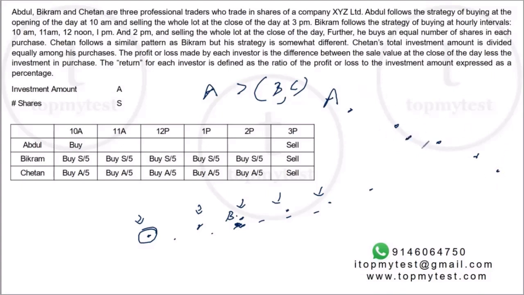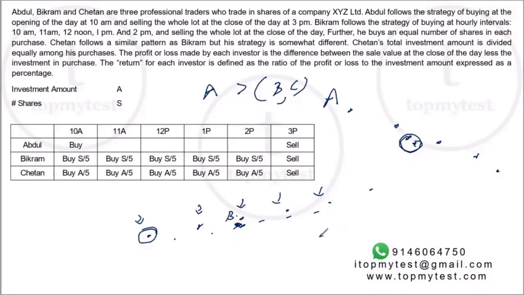Why? Because Bikram and Chetan's cost price will now be down, because their cost price will be a weighted average of these cost prices, right? So Bikram and Chetan will make a lesser loss, whereas Abdul will make a bigger loss. That is, if the market keeps on rising or if the market keeps on falling, Abdul gets the maximum.